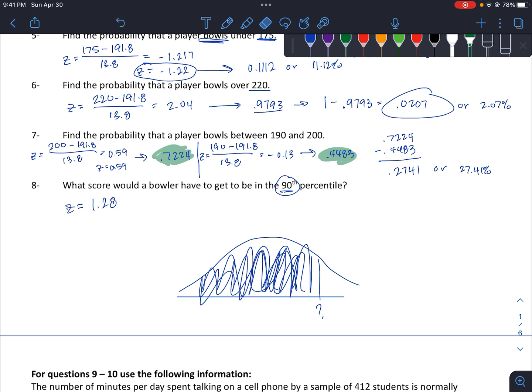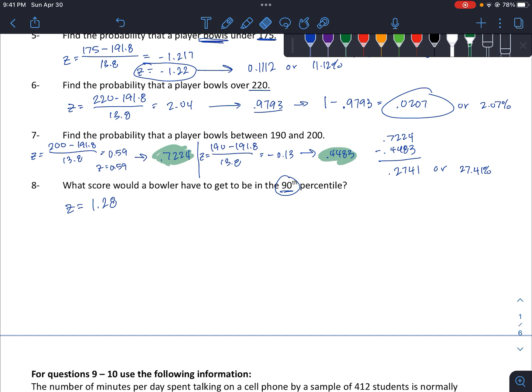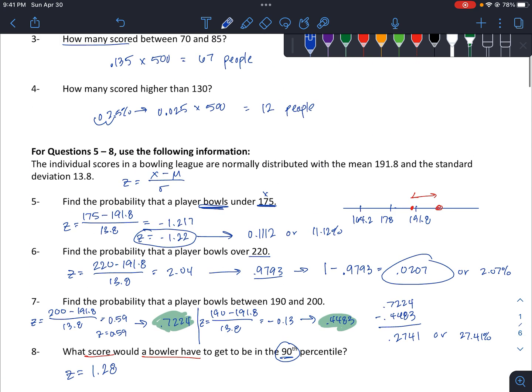But again, I'm not looking for the z-score. I want the score. What score does the bowler have to get? How do I find the x value given a z-score? We're going to use this same formula. We're just going to switch things around and solve for x instead of for z.